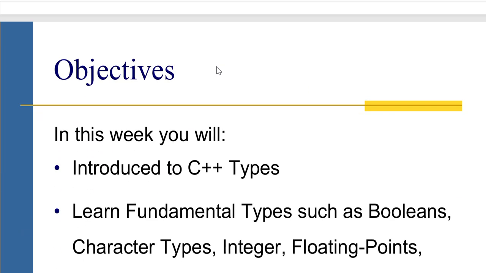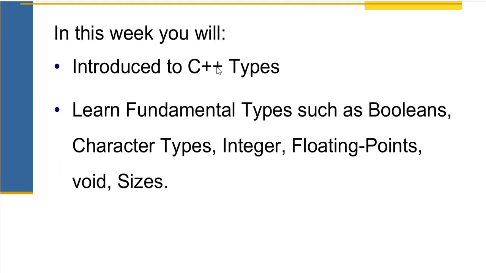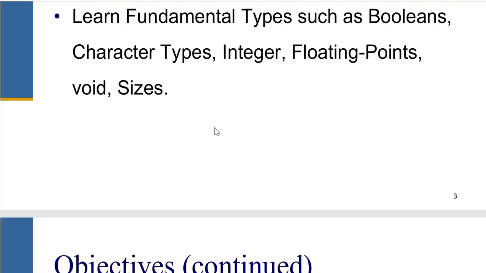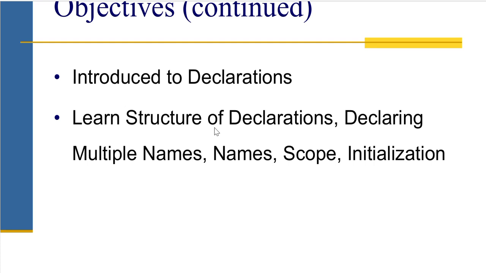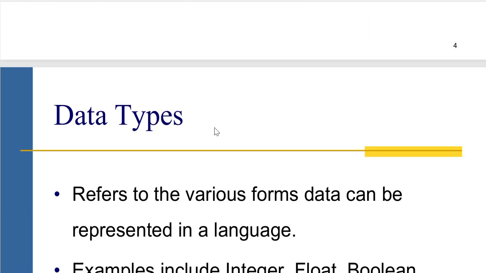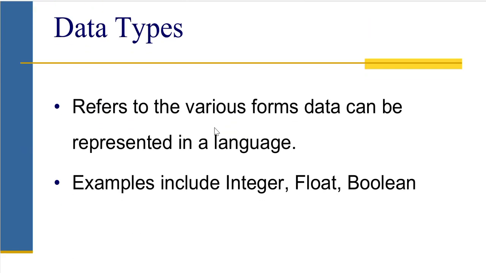So our main objective is to be introduced to C++ types, learn the fundamental types of Boolean, character types, integer, floating types, void, sizes, and then we will be introduced to declaration, learn the structure of declaration, declaring multiple names, scope, and initialization. So let's get right into it.